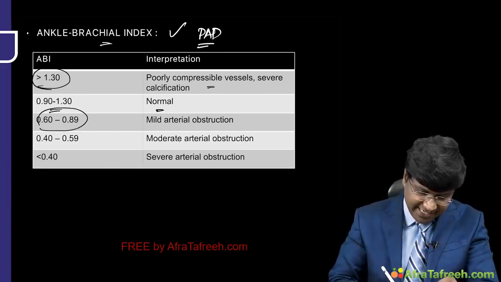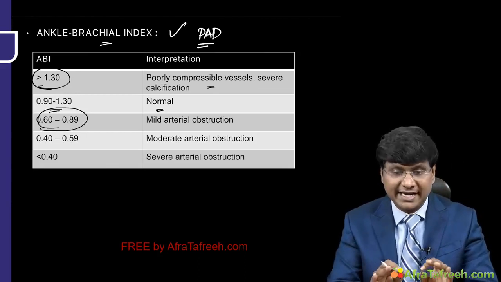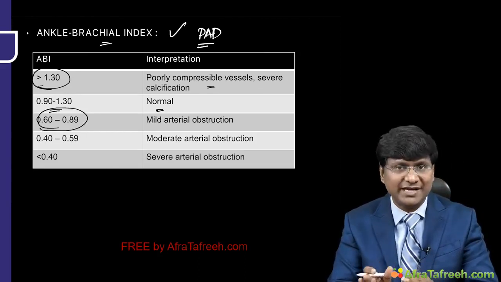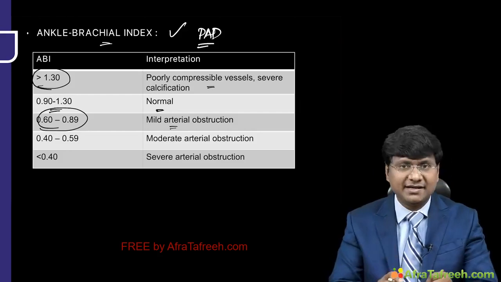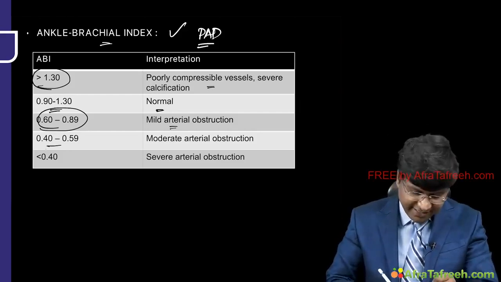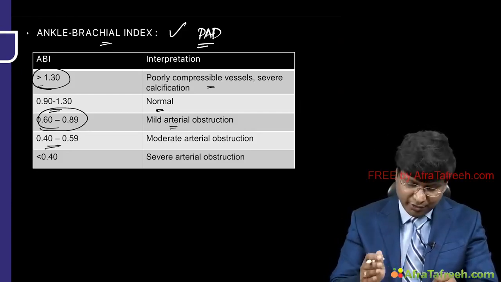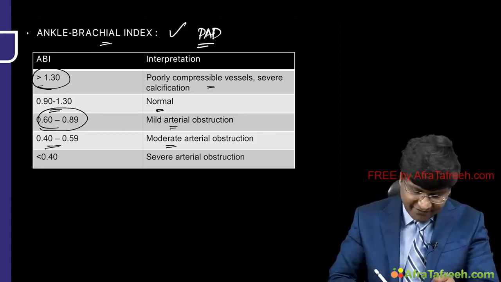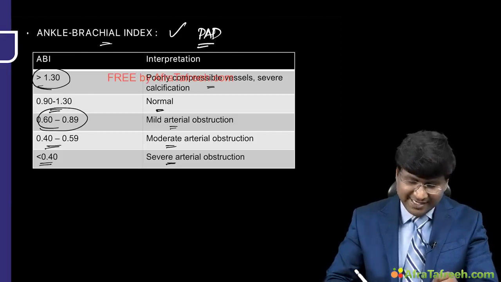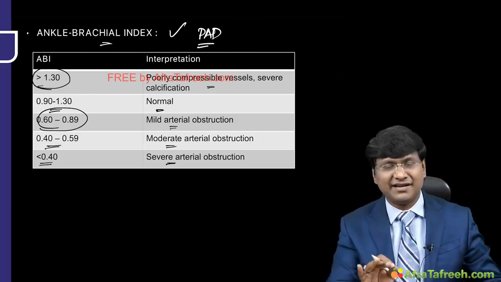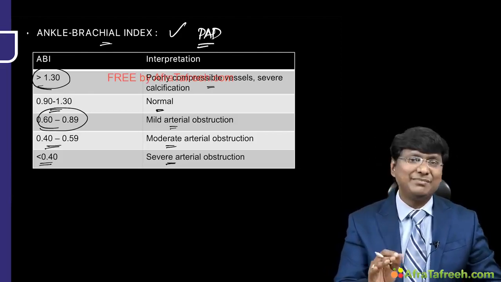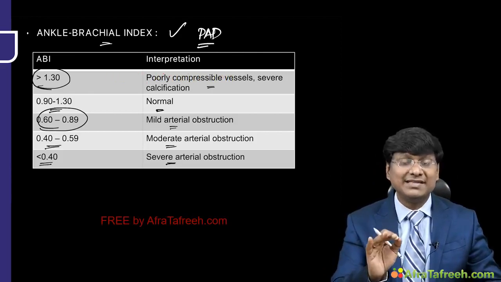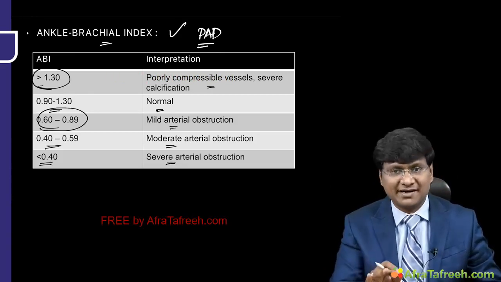And if the ankle brachial index is in a range of 0.60 to 0.89, then there is mild arterial obstruction. If the range is between 0.40 and 0.59, it is considered moderate arterial obstruction. And if it is less than 0.40, it is considered severe arterial obstruction. So ankle brachial index will give you the guide of the peripheral arterial disease.